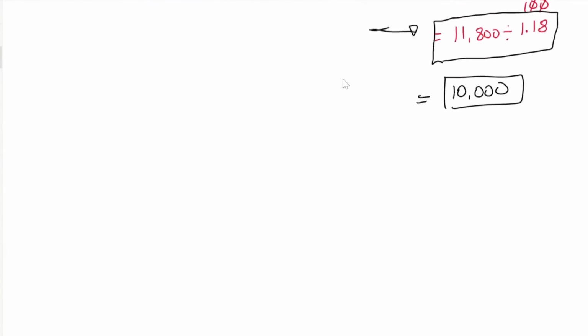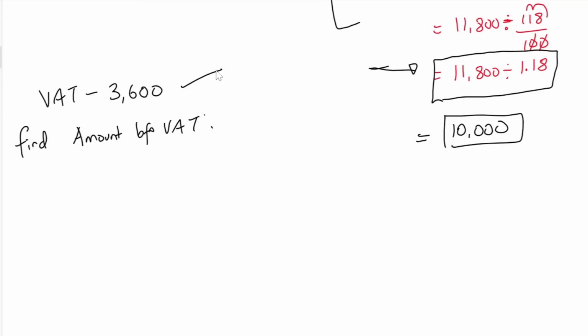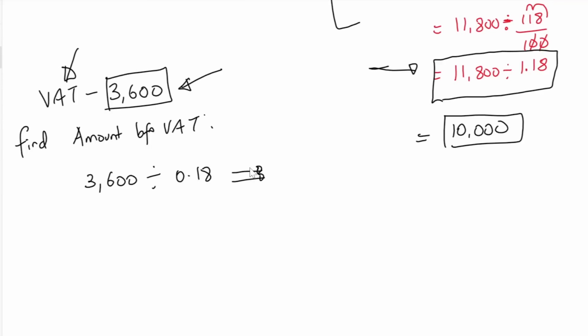It's just like that. So again, if I am to give a random figure, let's say you have VAT of 3,600, and I ask you to find the amount before VAT. This is just an example. I have my VAT of 3,600. Because this is the VAT figure and I know VAT is represented by 18%, I'm simply going to divide that by 0.18. When I divide that by 0.18, I'm going to get 20,000.